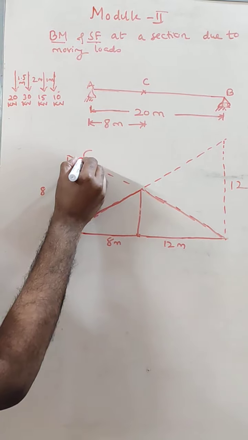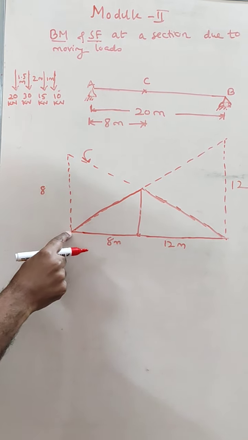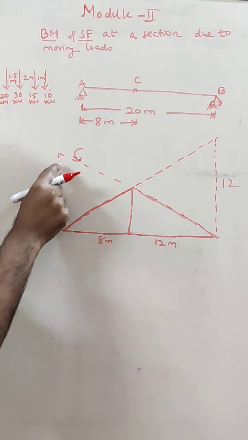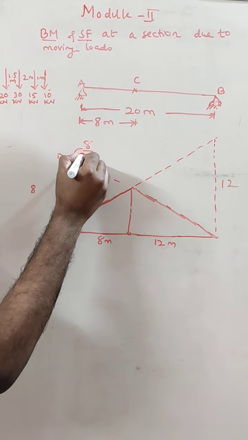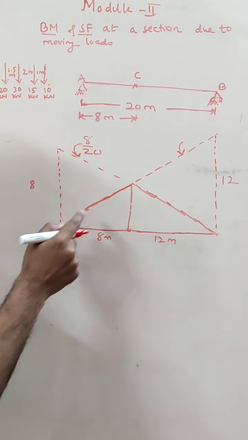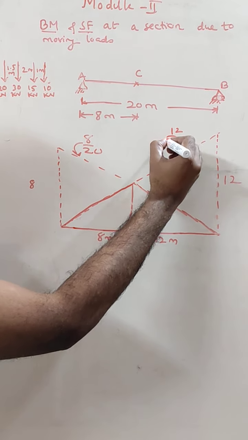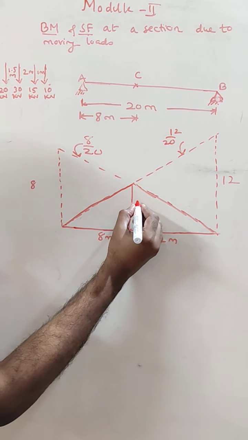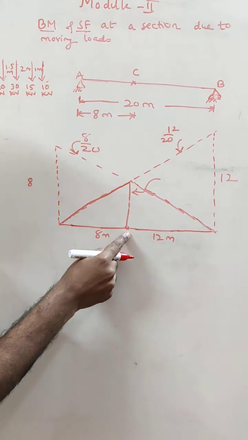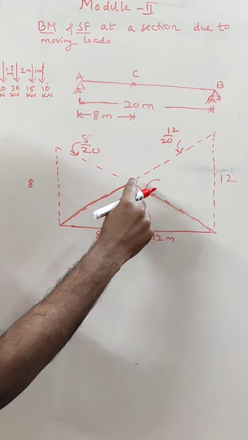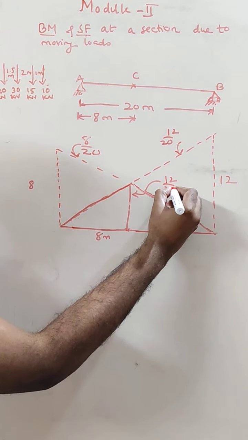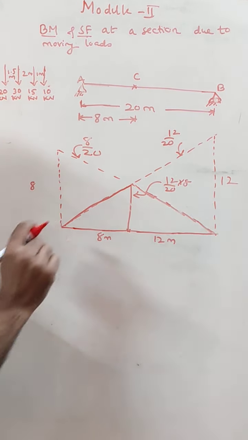You know what the slope of this line is? The slope of this line is opposite upon adjacent, that is tan theta, 8 upon 20. Similarly, the slope of this other line is 12 divided by 20. So what is this ordinate? It is the slope of this line, 12 upon 20, into 8, or the slope of the other line, 8 upon 20, into 12. So I can write 12 upon 20 into 8, by similar triangles.